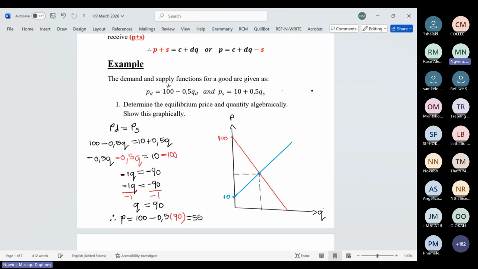So for the quantity, remember we found that the quantity at the equilibrium is 90. So this is 90. And then the price at equilibrium is 55. So this is 55. This one we call E0.